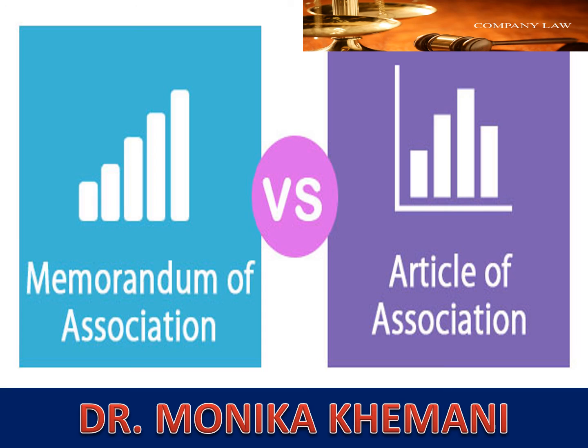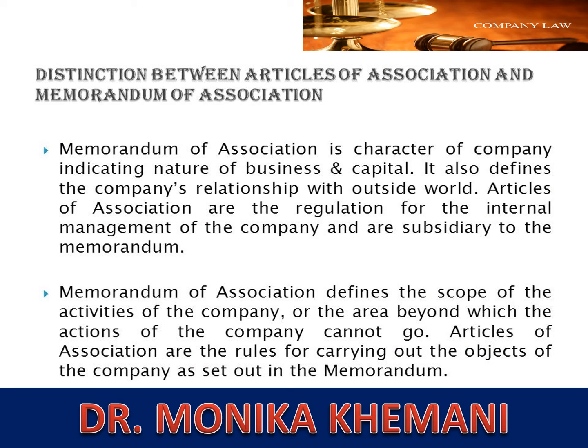So let's discuss the difference between Memorandum of Association and Articles of Association. Memorandum of Association is the charter, or we can say it is the constitution of the company. It indicates the nature of business and its capital. It also defines the company's relationship with the outside world, whereas AOA are the internal regulations for the internal management of the company, and they are subsidiary to the memorandum. Memorandum of Association defines the scope of the activities of the company, right? But articles are the rules for carrying out the objects of the company as set out in the Memorandum of Association. So we can discuss the difference in the tabular form.